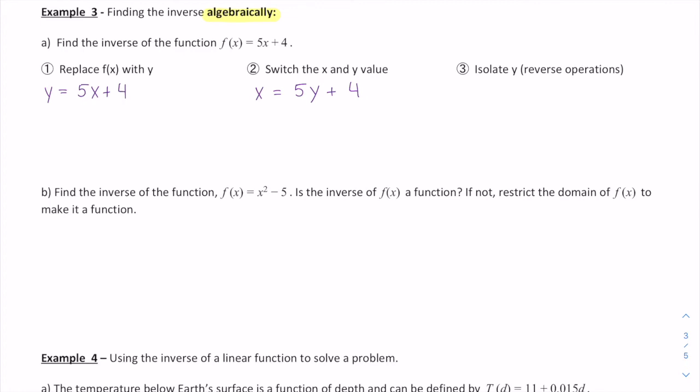Finally, I'm going to isolate y. I'm going to get y all by itself and have it be y equals. So we have x equals 5y plus 4. We want to get that y all by itself, so we want to get rid of stuff that's far away from my y first. Let's move the 4 over to the other side. And now let's divide out that 5. So we divide by 5, divide by 5, and we'll have x minus 4 over 5 equals y. And that would be our inverse here.